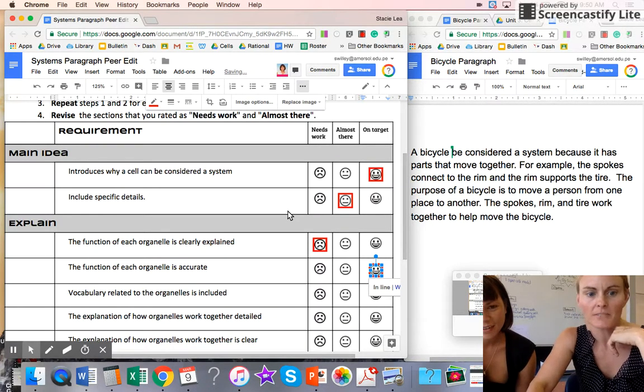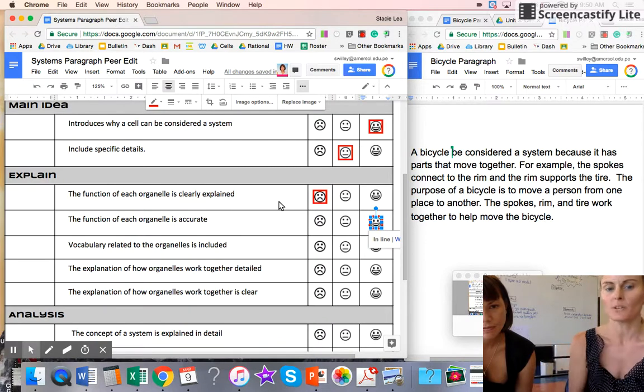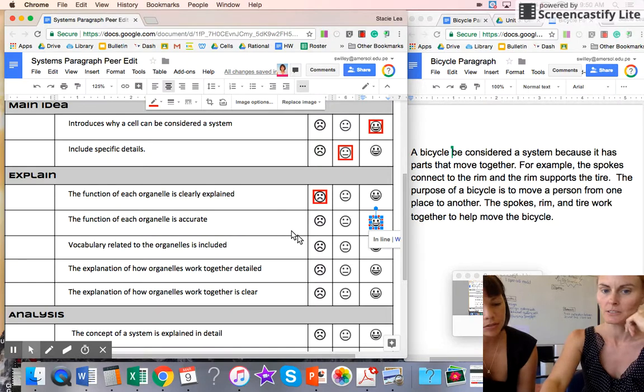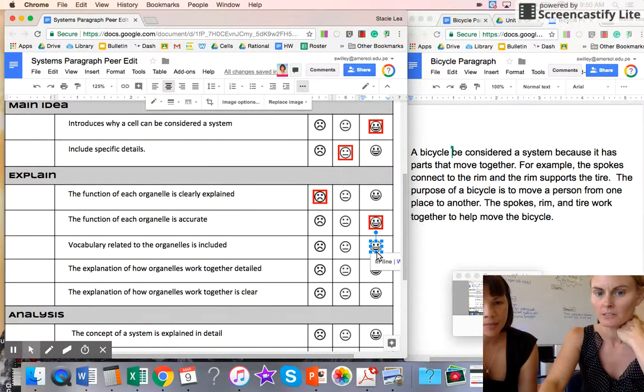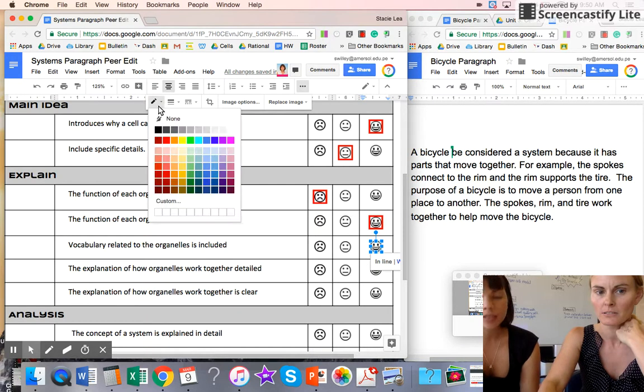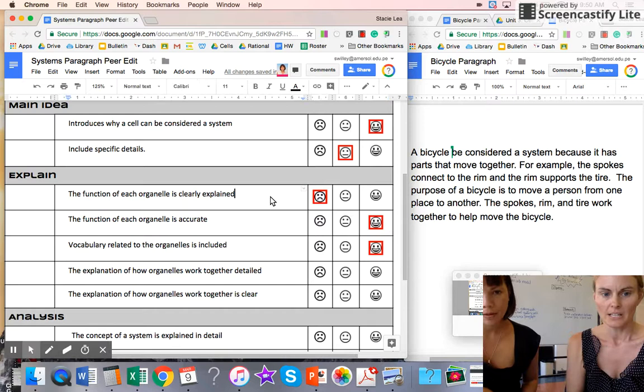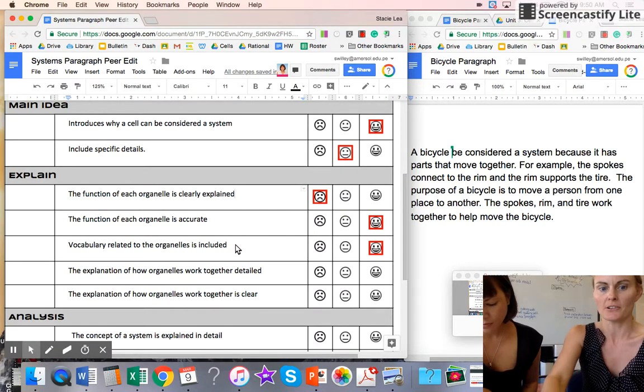Okay, so then vocabulary related to the organelle is included. Yeah, I think it's great. You used all three correct words, right? Those are the correct words for those parts of the bicycle. You didn't say spokes are like the metal spiky bits. You called them spokes, and that's what they're called. So I think that part is great. You're on target. Okay. Explanation of how organelles work together is detailed.